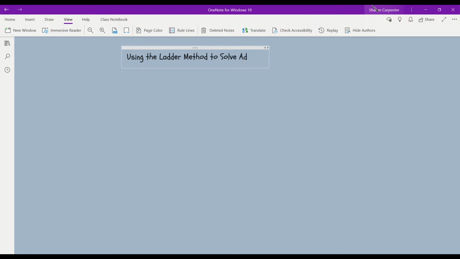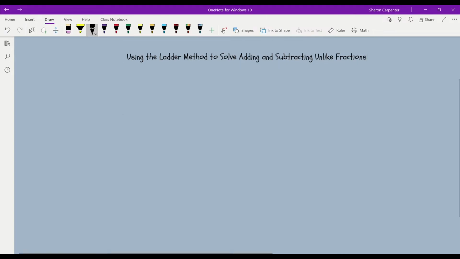Today we'll be using the ladder method to solve adding and subtracting unlike fractions. Let's start with a fairly simple fraction, 3/8 plus 5/12. We're going to take this step by step.